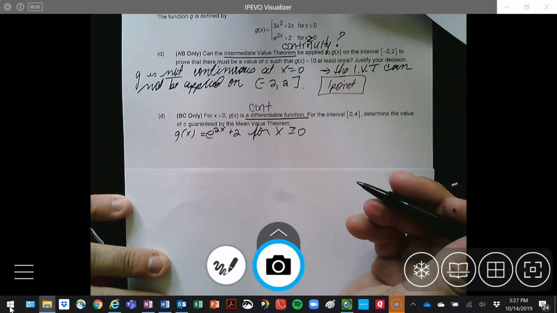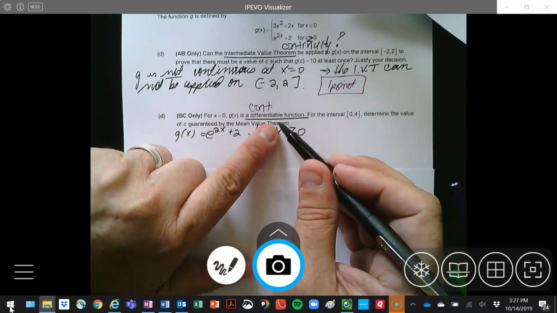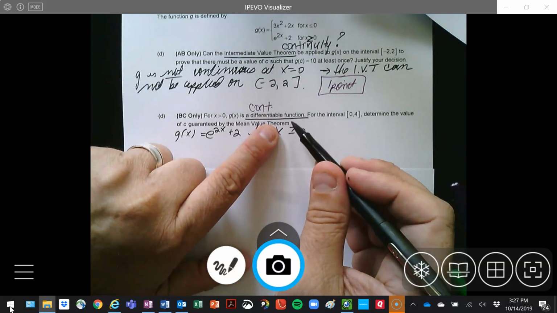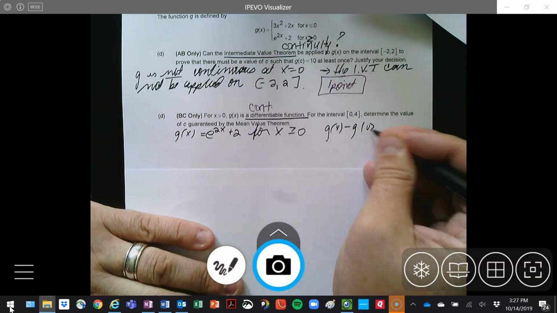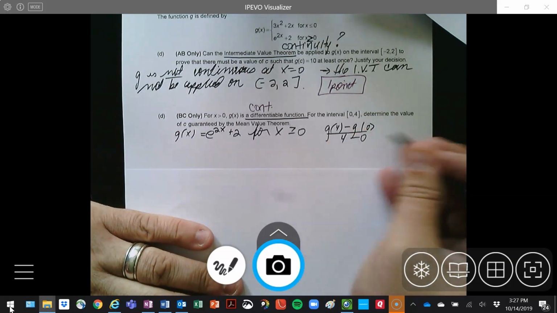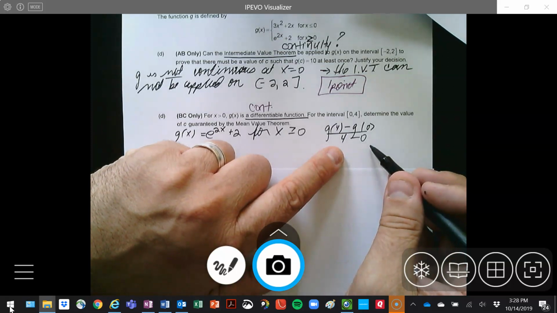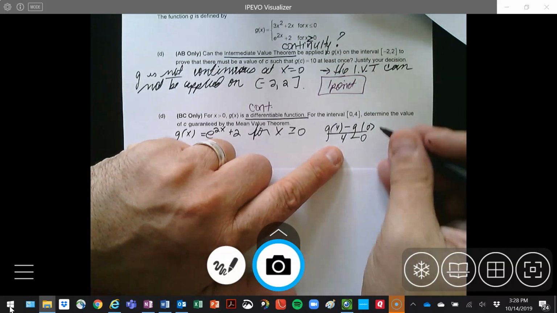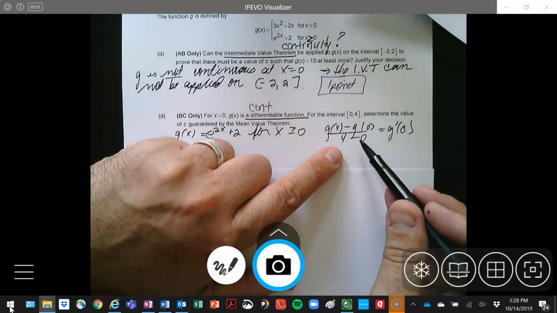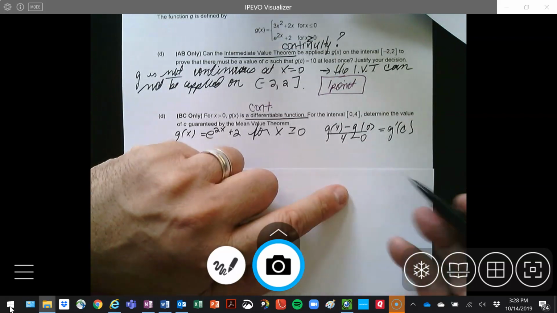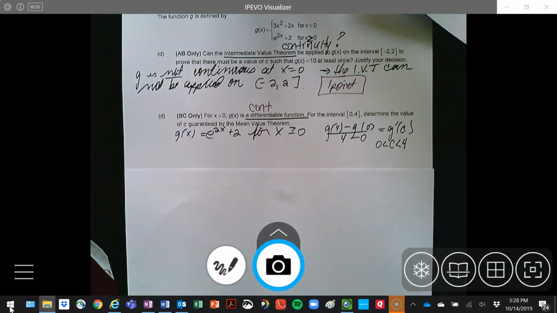What the MVT says is that if you have a function that is differentiable on the open interval and continuous on the closed interval, then if I find g of 4 minus g of 0 over 4 minus 0, that is your average rate of change, your slope of the tangent line, then there has to be a value of c such that g prime of c is equal to this value. And that value of c will have to be between 0 and 4.